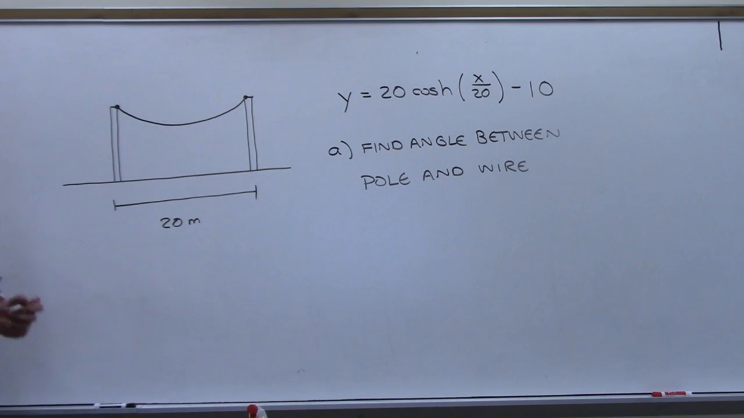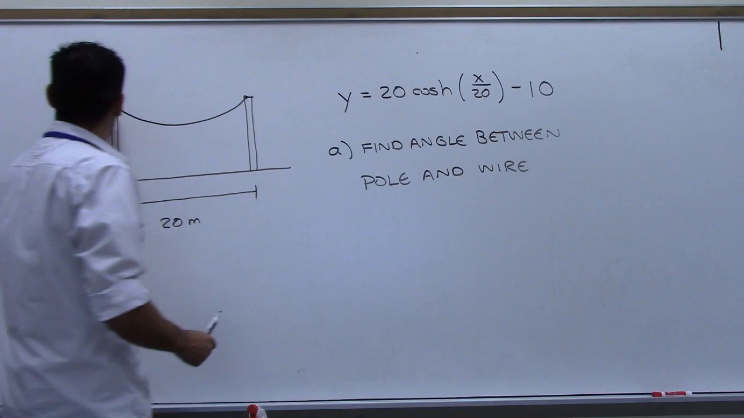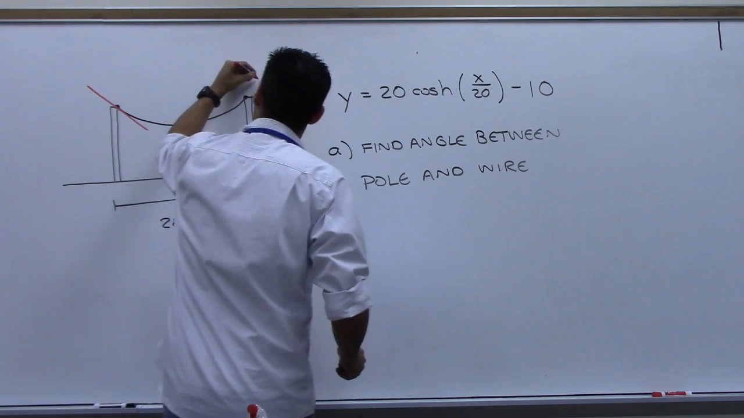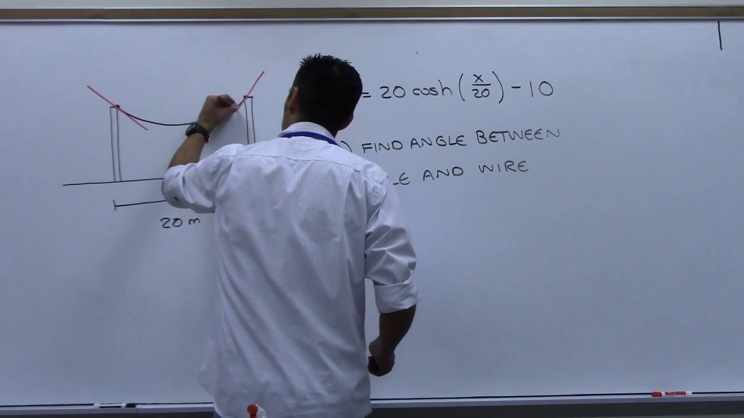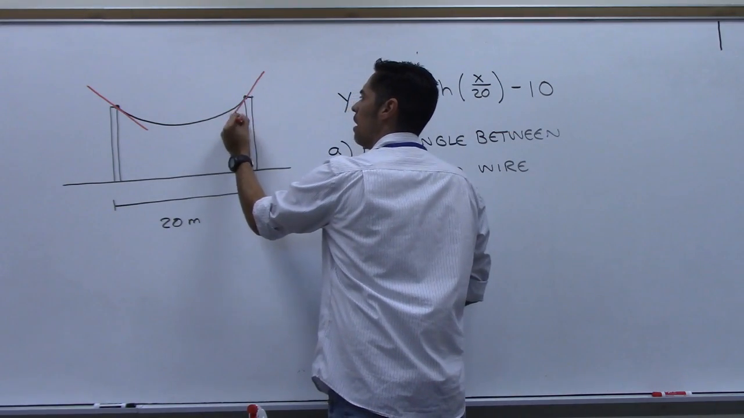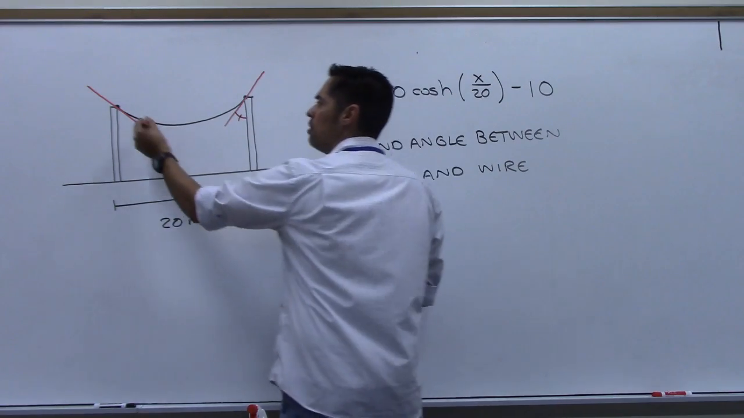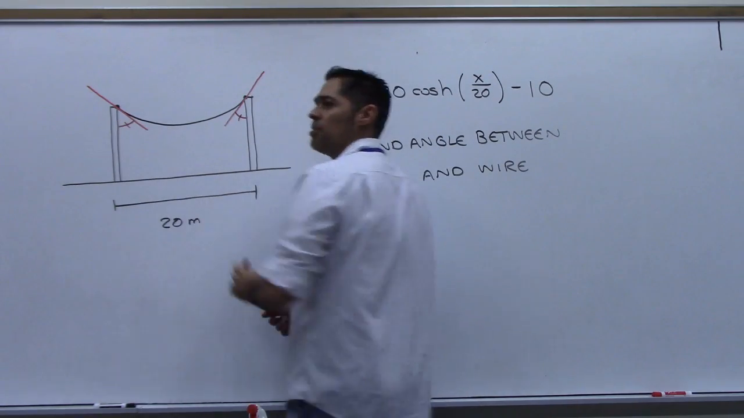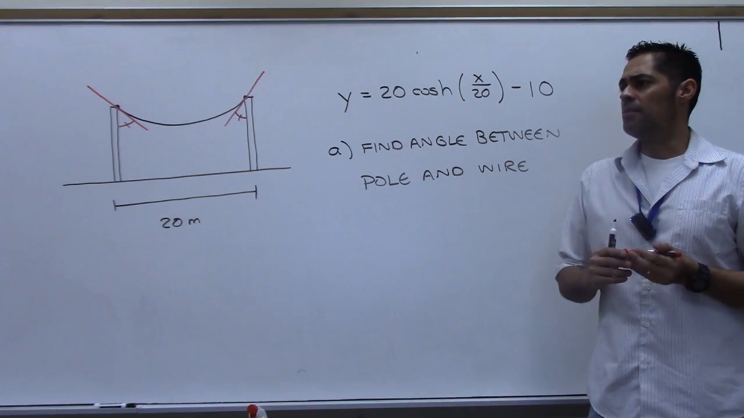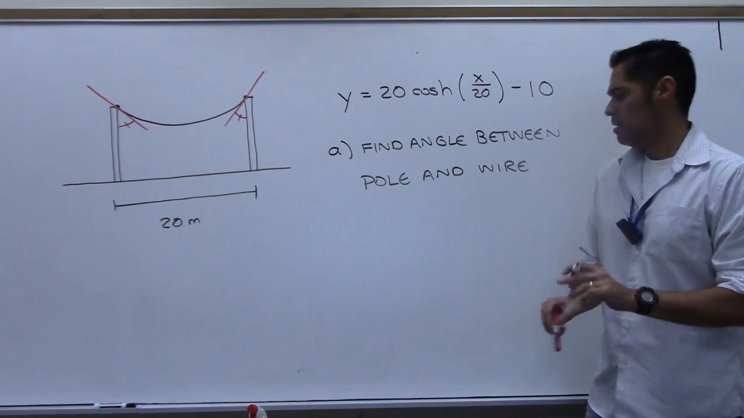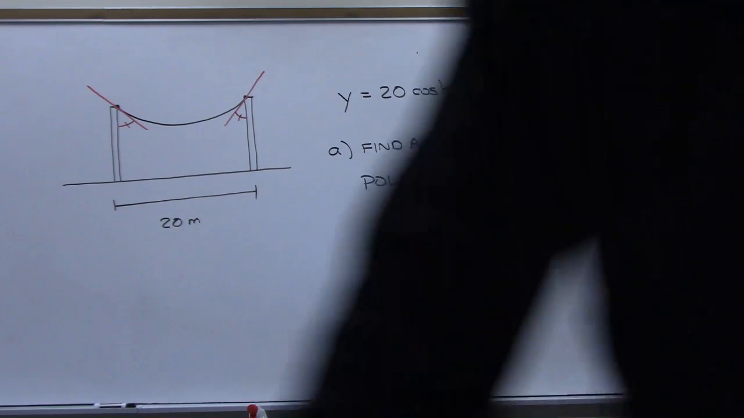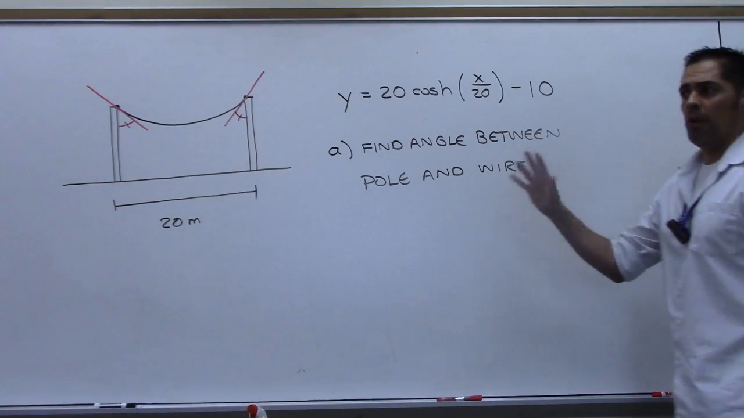Do y'all see what's being asked? If you imagine drawing right there where they meet, there's almost like a straight line, and we're trying to find this angle right here, which should be the same as this one, right? If the poles are the same height, then the angles should be the same on both sides. So it's really up to us to determine which side we want to work with.